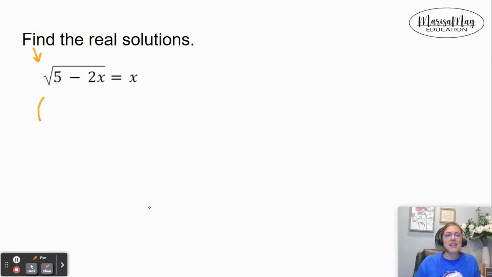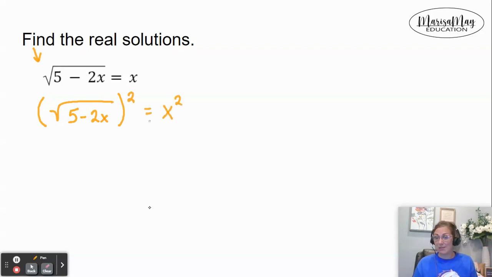And the reason we want to do that is because we want to square both sides of the equation. And the reason is because we want the square root to be gone. And squaring a square root makes it disappear. So that leaves us with 5 minus 2x over here and x squared on this side.